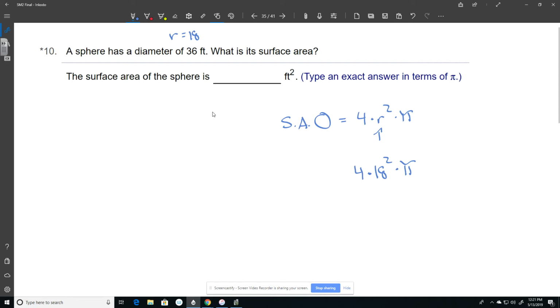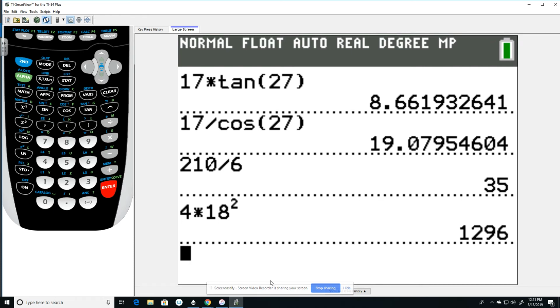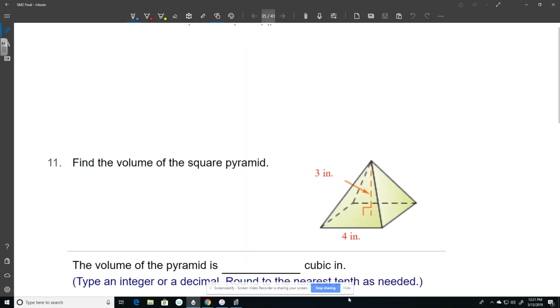I'm not going to actually multiply the pi because it wants my answer in terms of pi. So I'm just going to do 4 times 18 squared. So 4 times 18 squared becomes 1,296. So 1,296 pi would be your final answer. Know that formula, plug in the number, simplify, you're to the answer pretty quick.